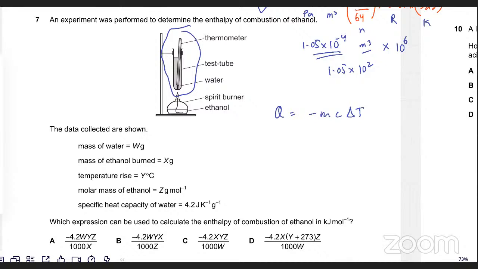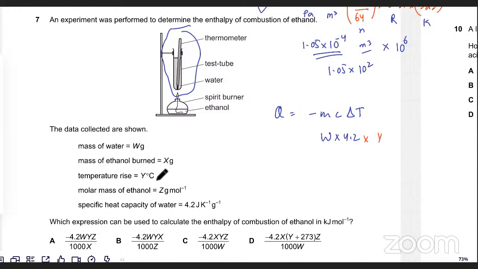That's the question. What's the mass of water given over here? The mass of water given is W grams. So I'm just going to write W, not grams. What is the specific heat capacity of water? That's given over here, 4.2. So it's going to be multiplied by 4.2. What else? Delta T. What's the temperature change? The temperature rises y degrees centigrade. So that means it's going to be into y.